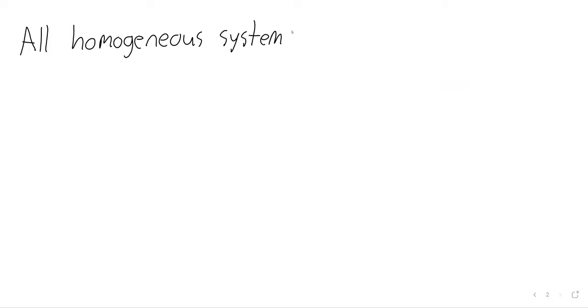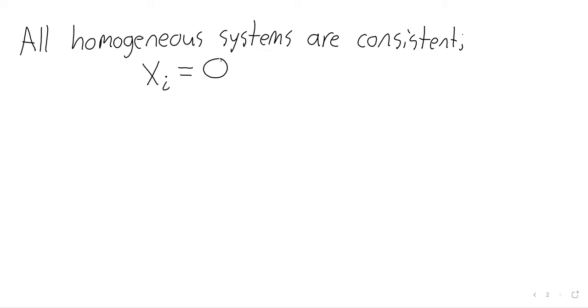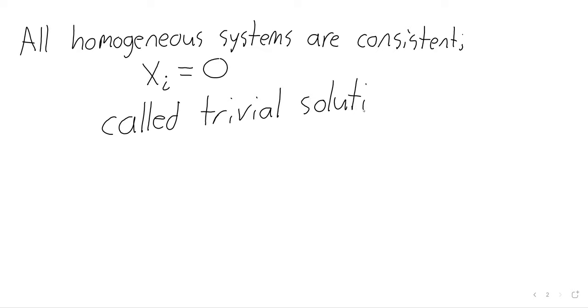So all homogeneous systems are consistent. The solution where all of the variables are zero is always a solution, and it's called the trivial solution.